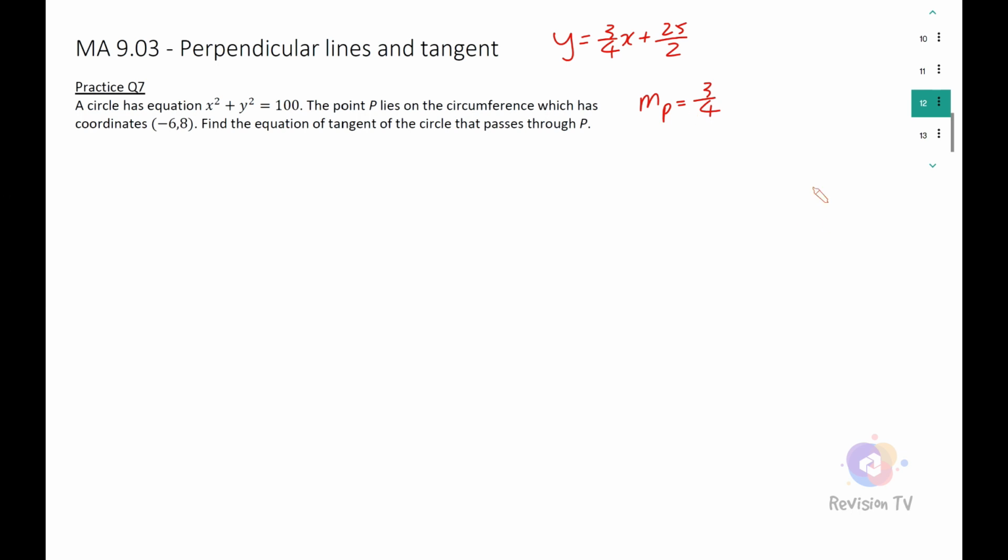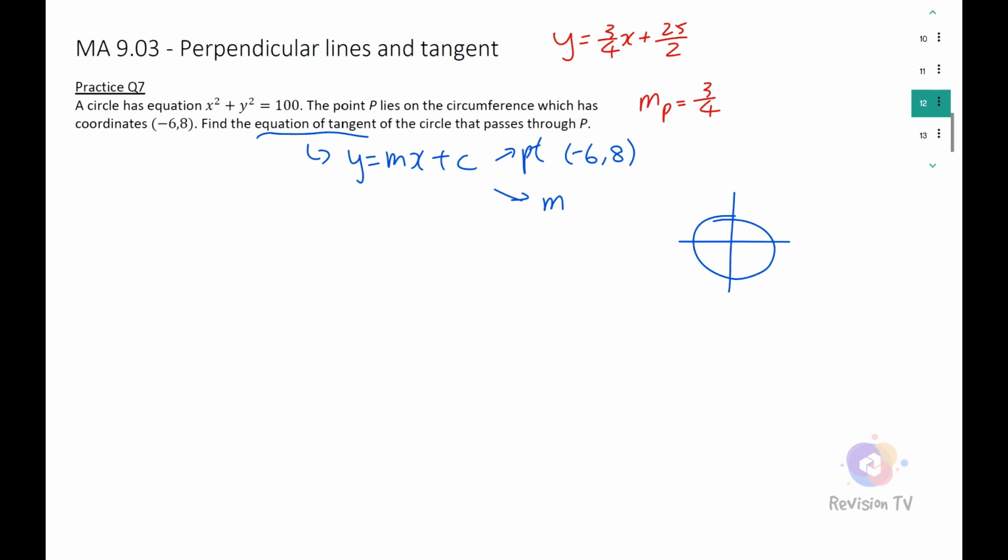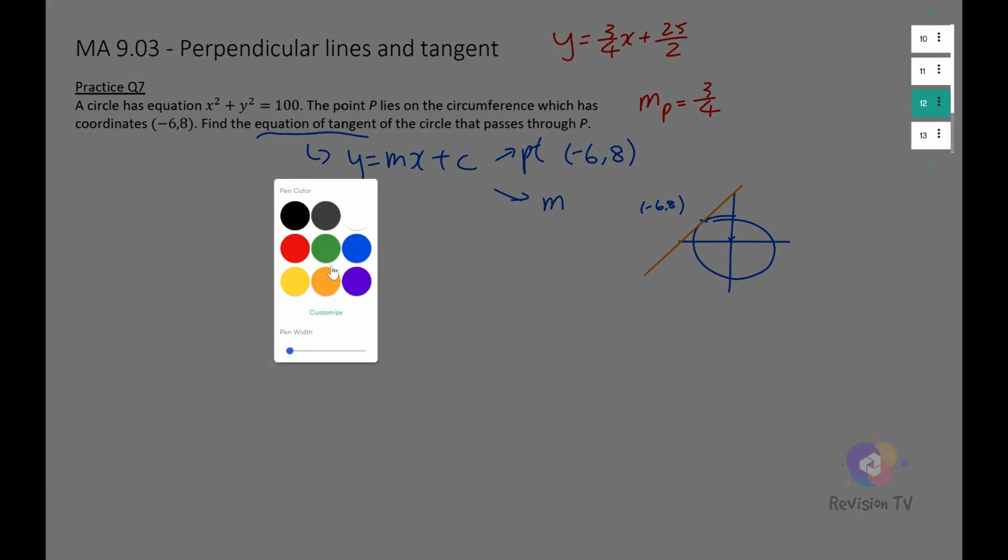Okay, first of all, to find the equation of tangent, we need two things again. We're going to use the formula y equals mx plus c. We need a point, which we do have, which is (-6, 8), and we need a gradient. To find a gradient of a circle, or equation of tangent to a circle, best to draw a circle first. So that is (0, 0), and the point is (-6, 8). (-6, 8) is here. What we need to find is the equation of this line of tangent, right?